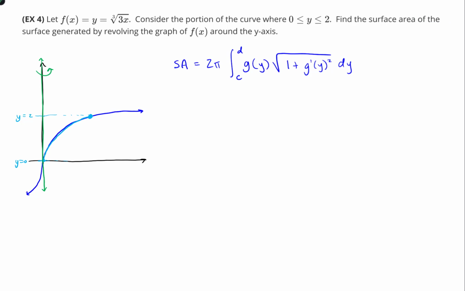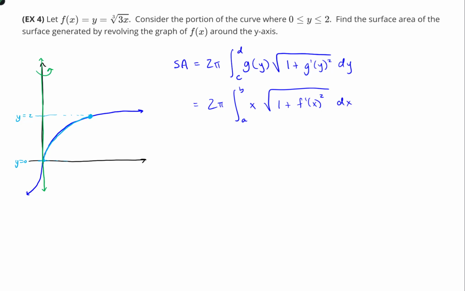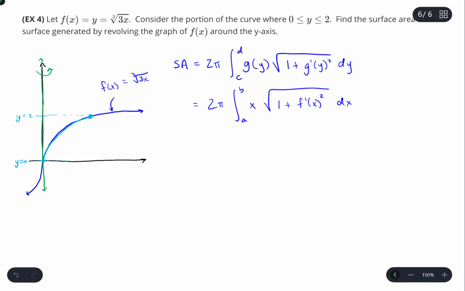Now, another form here is 2 pi times the integral from a to b of just x times the square root of 1 plus f prime of x squared dx. I'm going to show you how both of these work here. First off, let's take a look at our function. So this is the function we were told is f of x, and that is the cube root of 3x.